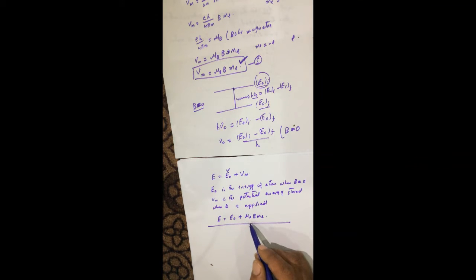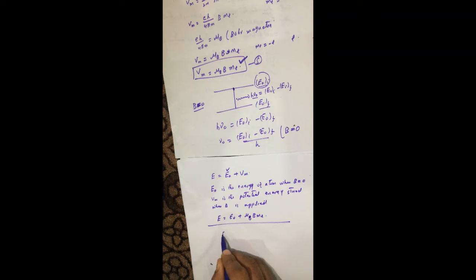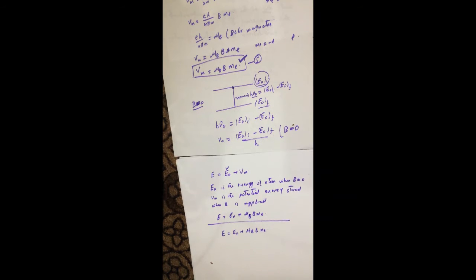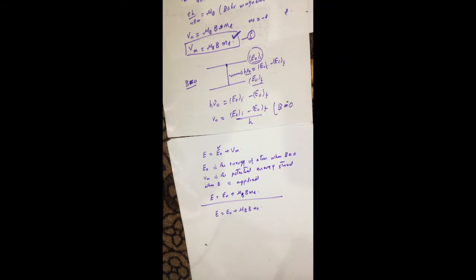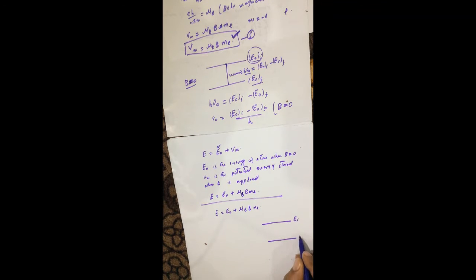which is mu B, yes it's mu B not mu L, mu B B M L. I can write it more clearly. E is equal to E naught plus mu B B into ML. Now this is the total energy of the electron. So once the magnetic field is applied, the energy of the atom has changed. Now the highest energy level has energy E I, and the lowest energy level has energy E F.